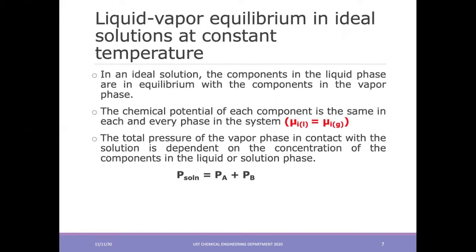So therefore, if we have two components, the total pressure of the solution is equal to the partial pressure of component A plus the partial pressure of component B.